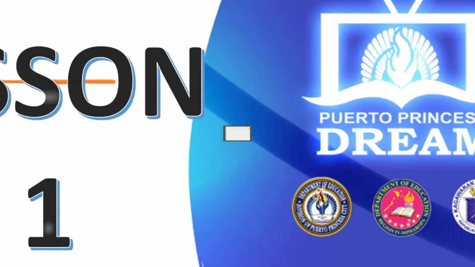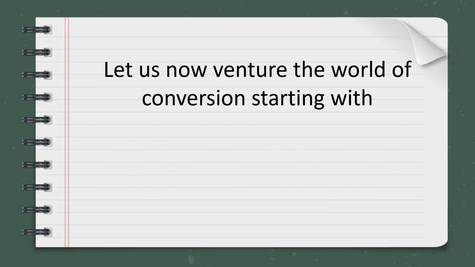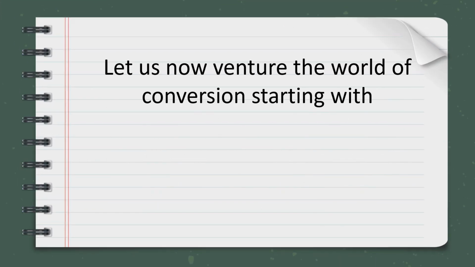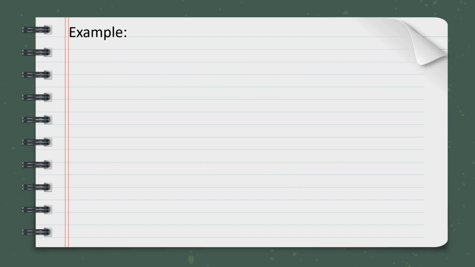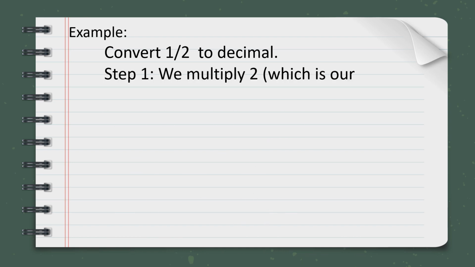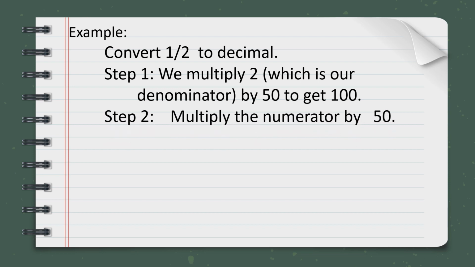Lesson 1. Let us now venture the world of conversion, starting with converting fractions to decimal. Let's have this example. Convert 1/2 to decimal. Step 1. We multiply 2, which is our denominator, by 50 to get 100. Take note that our goal is to make our denominator 100.